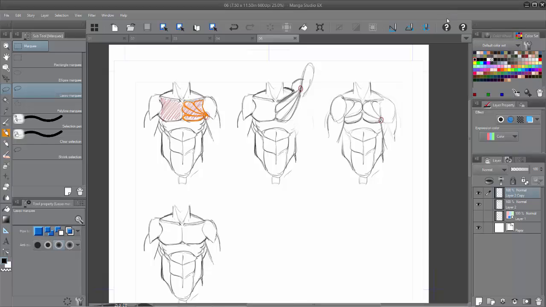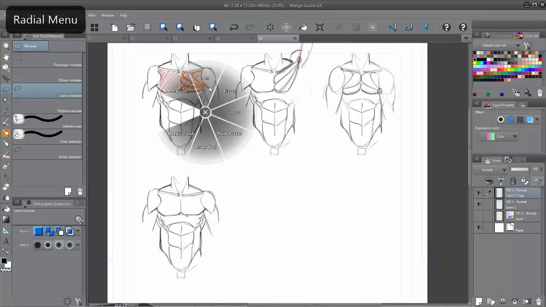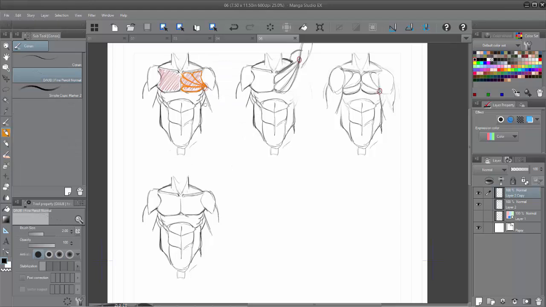Okay, so we're back. Let's work on the abs now. The reason I want to work on the abs now, and essentially skip this midsection here, is because I want to work on the major muscle groups, the larger muscle groups, and then we'll go back in and fill in the in-betweens after. It'll just be, I think, easier to understand that way.